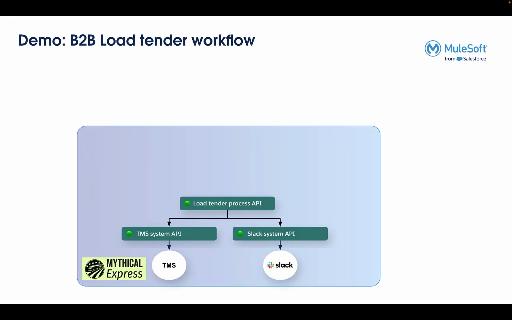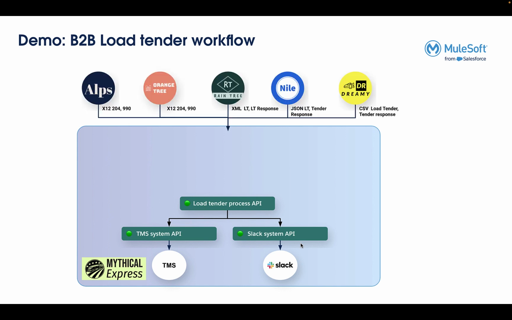Setting the context for the demo, we have a fictional transportation company, Medical Express, that has a well-defined API architecture to orchestrate the load tender process with their transportation management system and connected with Slack to notify business users. Mythical serves hundreds of customers that leverage their services to move their freight. We will take five of these customers for this demo.